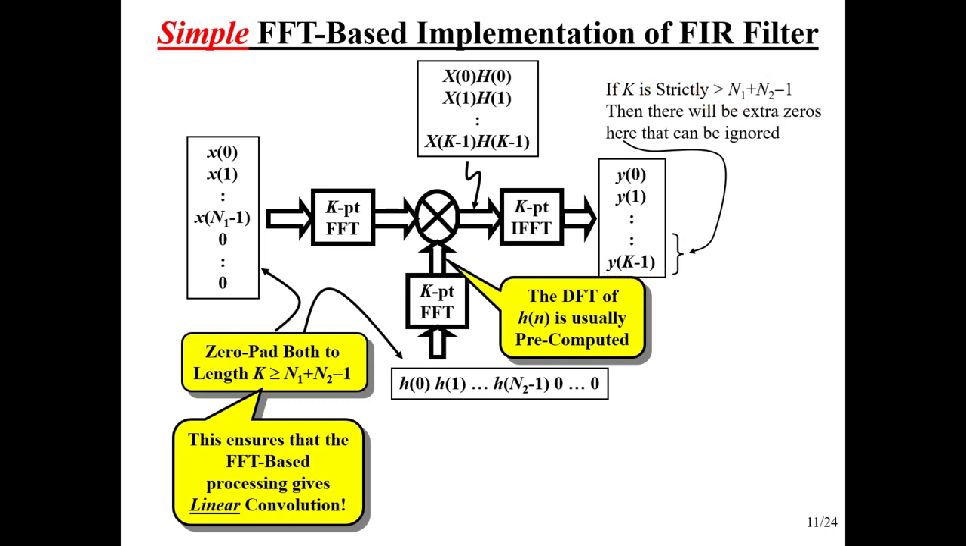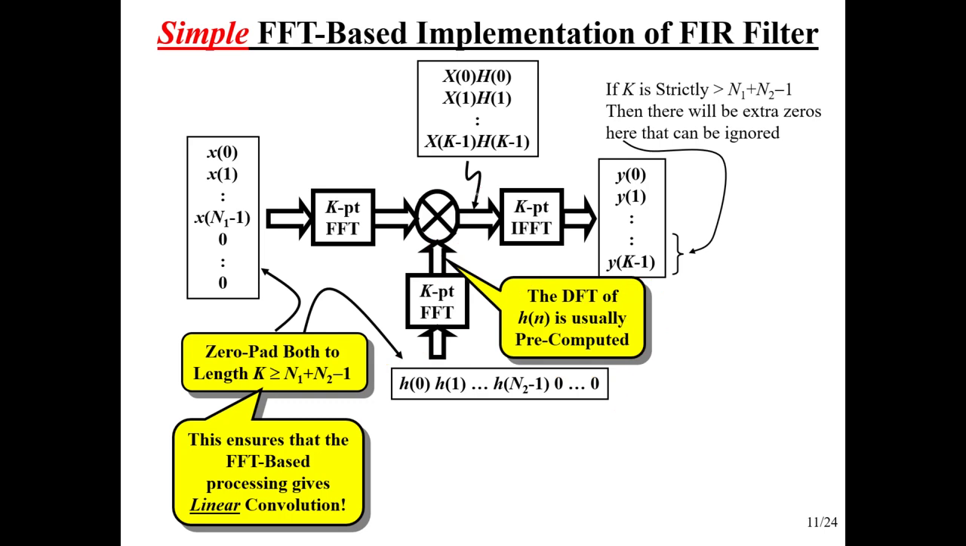How many extra zeros? However much bigger k is than that will tell you how many extra zeros you'll have there. Now, I just cycled through some boxes here that I should probably talk about. From our computational complexity viewpoint, we need to remember that we're implementing a filter. So this DFT here can be pre-computed. I say usually, but it's almost always pre-computed. So we would just pre-compute that. We don't have to count that against our complexity.